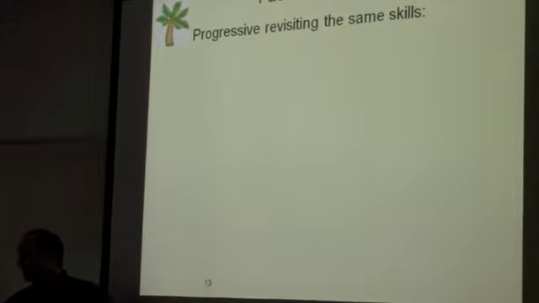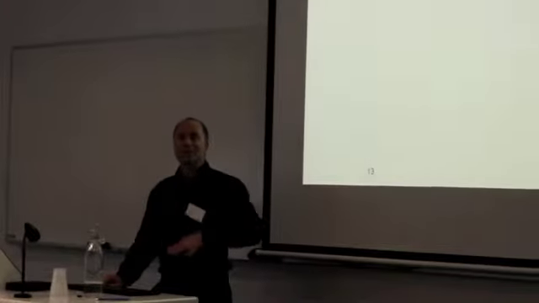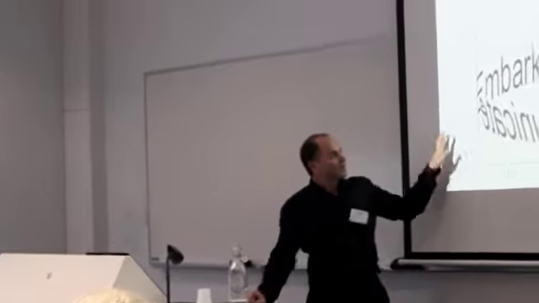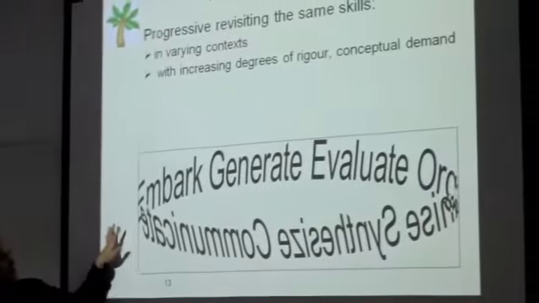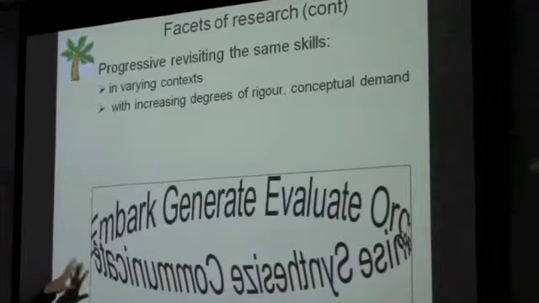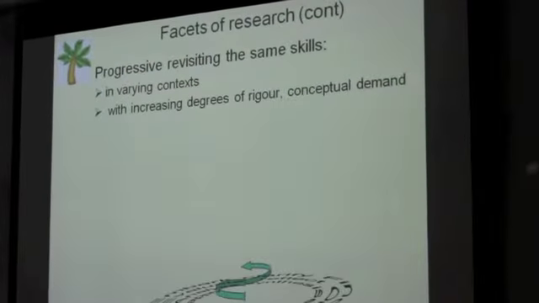So what we're looking at is a progressive revisiting of the same skills over semesters of a degree program. Not just in one course, but in various contexts with various personalities driving the courses, various types of subjects, but increasing the degree of rigour and the conceptual demand over the years. We've got 6 facets of research that we represented earlier: embark, generate, evaluate, organise, synthesise, communicate, and brief. But then develop richly in first year.